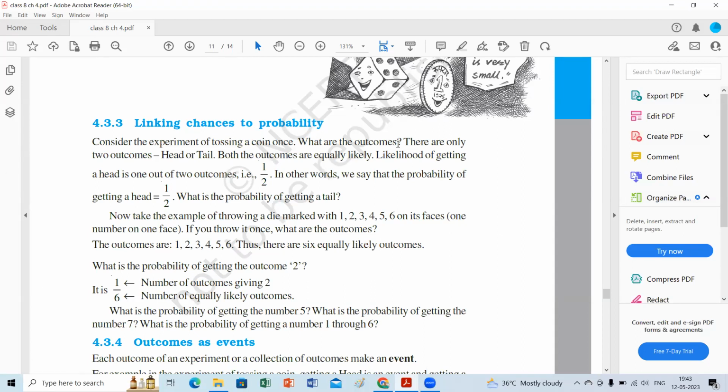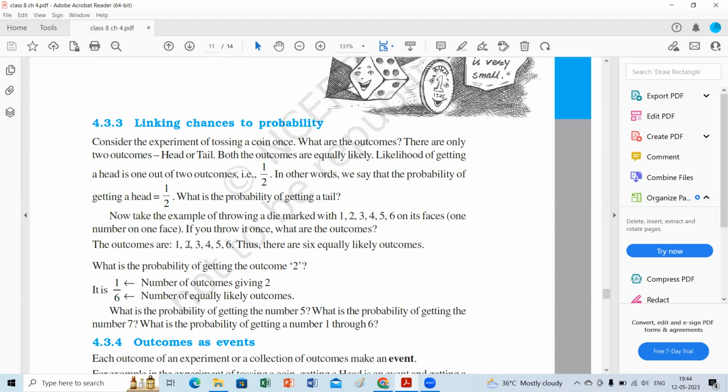We cannot just consider the number, children. See very carefully. What is the probability of getting 2? What is the total number of possibilities? It may be 1, 2, 3, 4, 5 or 6. Total possibilities are 6. Among those, which one is favorable? Which one are you considering? Your outcome is 2. How many times is it possible to get 2? Only one time. Out of 6, 2 can occur only one time. So it's 1 by 6. That's why the number of outcomes is given.